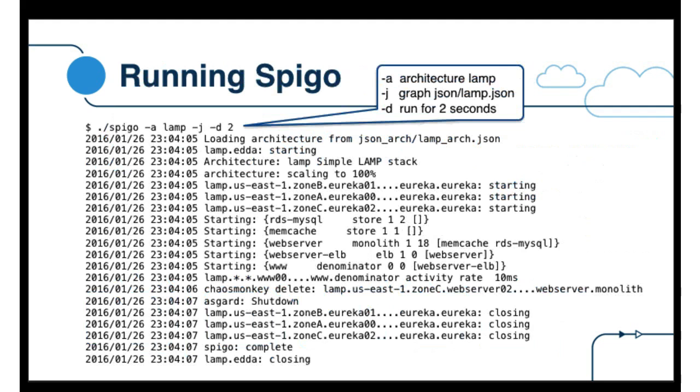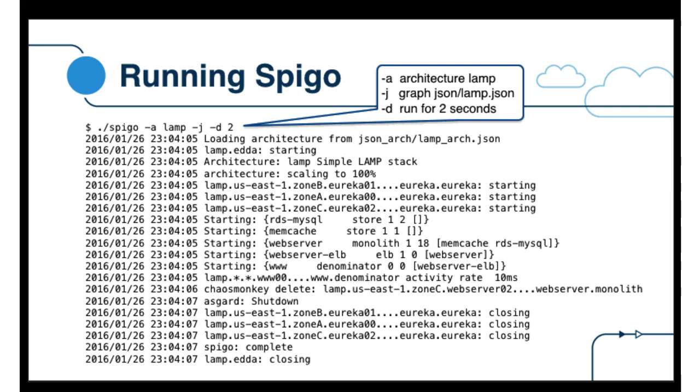Given this input file, which is called LAMP.json, stored in a particular directory full of architectures, the next thing shows you how you run my Spigo program. You just say I want the architecture to be LAMP, I want to generate output in JSON format, and I want to run for a duration of 2 seconds, which is long enough to read the data in, which takes a fraction of a second, and generate all the output files. You can see on the timestamps that this runs for 2 seconds. That's enough to generate plenty of output that you can then look at to see how your architecture would behave and how you would be able to visualize that architecture.